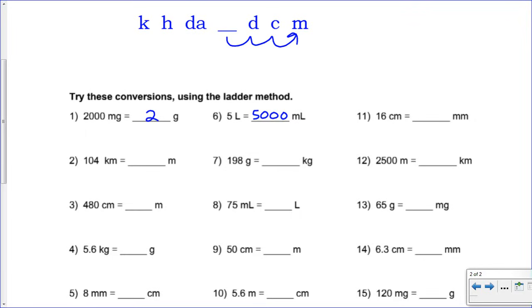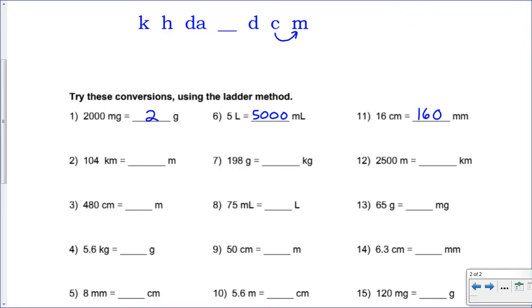For 11, 16 centimeters to millimeters. Centimeters to millimeters is just jumping over 1 spot, and we're jumping 1 spot over to the right. So 16, decimal point goes here, jumping over 1 spot to the right, fill in the egg basket, we get 160.